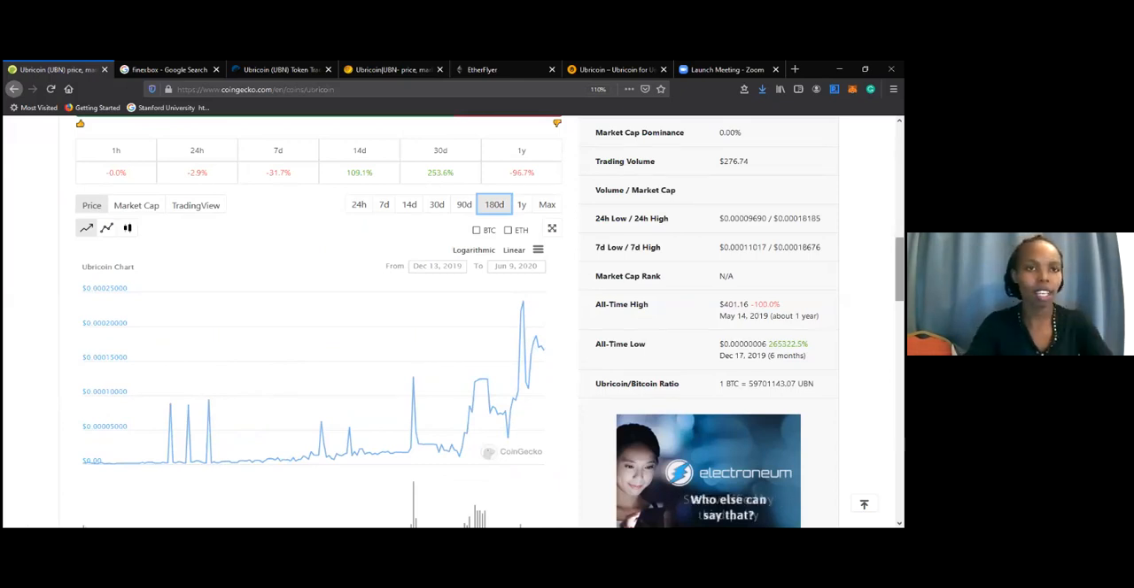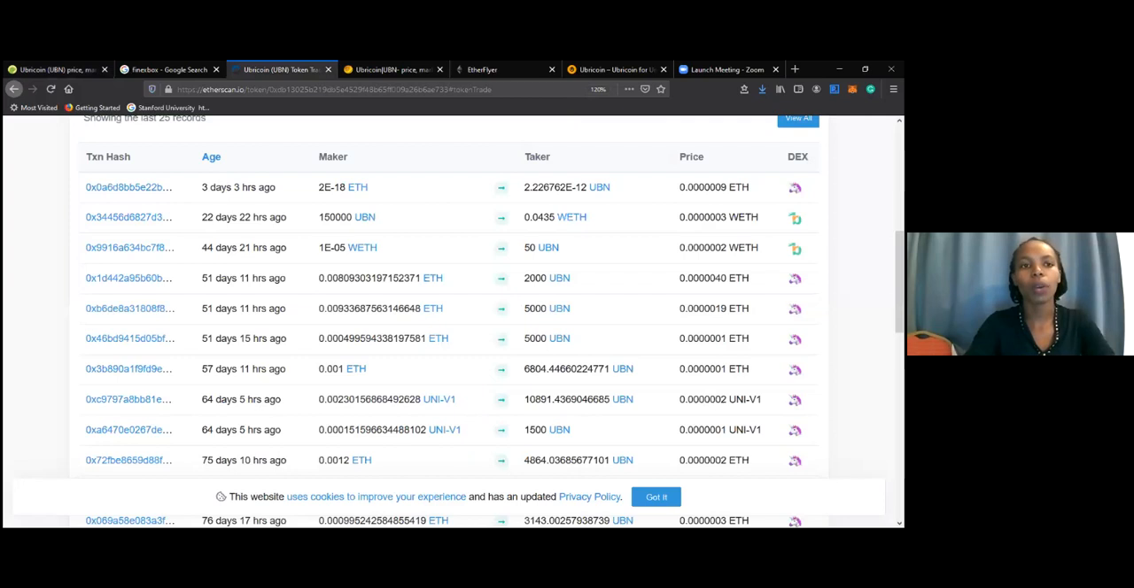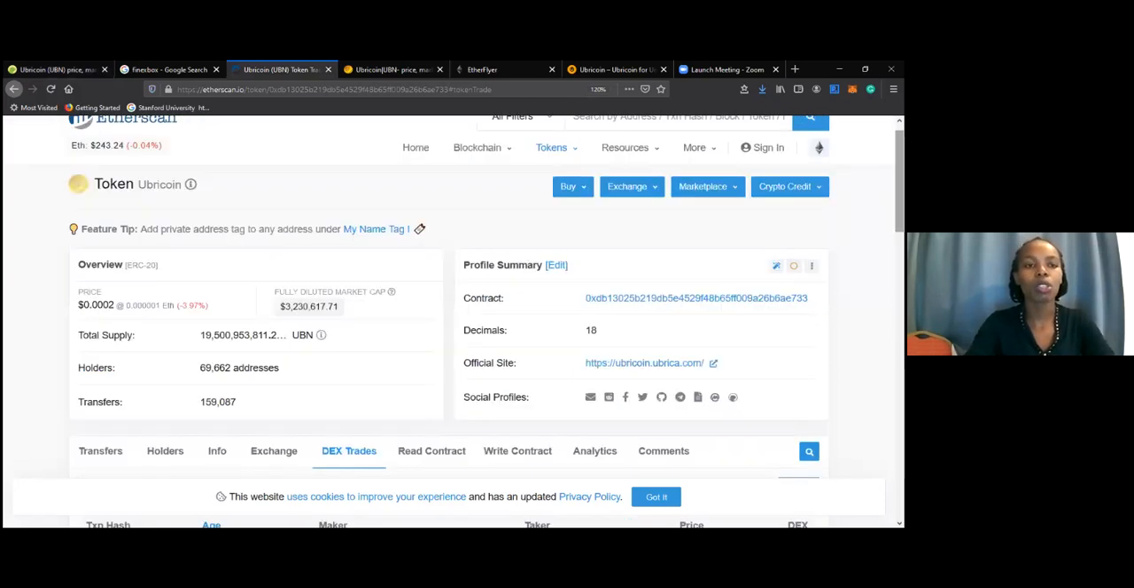So the next thing I want to go through is etherscan.io. In etherscan.io, we said this is the block explorer where everything that has ever happened to Ubricoin, or anything since Ubricoin was created, all the activities that have taken place, you can find them. Then you search for Ubricoin. And this is what we have.